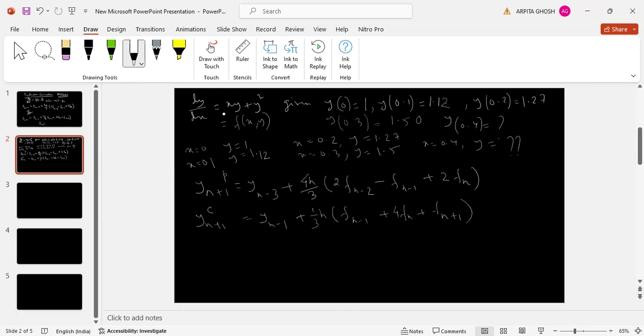Seeing the 4 times f(n), we can get an idea which formula they are using. Derivation is not in your syllabus, but since this 4 is appearing, can you guess which formula they are using for the corrected value? In which formula does 4 come? Actually, the equation is dy/dx equal to f of x comma y, and we have to find y.